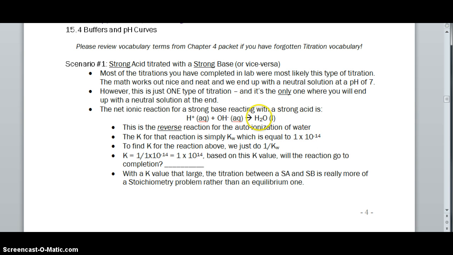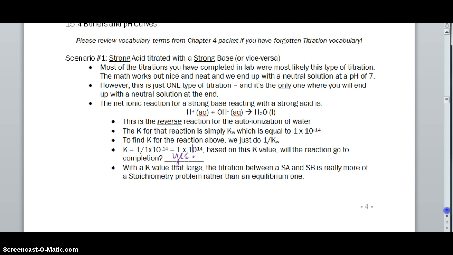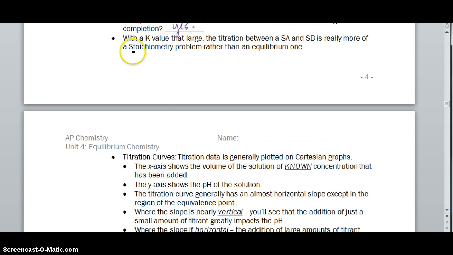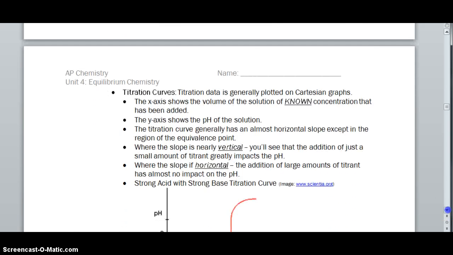So it's missing the little reversible arrow right there, but if I wanted to know what the K for this reaction was, I would just do the inverse, 1 over Kw. And you notice that you see this very, very large K. And so that tells us that that's a reaction that's going to go to completion. So it's very easy for these guys to get together and form water. So the answer there is yes. So anytime you have a strong acid and a strong base, it's really a stoichiometry problem, not so much an equilibrium one because it goes to completion.